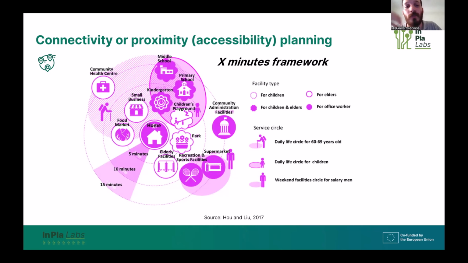So we have food markets, we have parks, facilities for different groups, for children, for elderly, and also other kinds of facilities like schools or supermarkets and athletic ones. So proximity is about new land uses that emerge, and then we reduce distances.